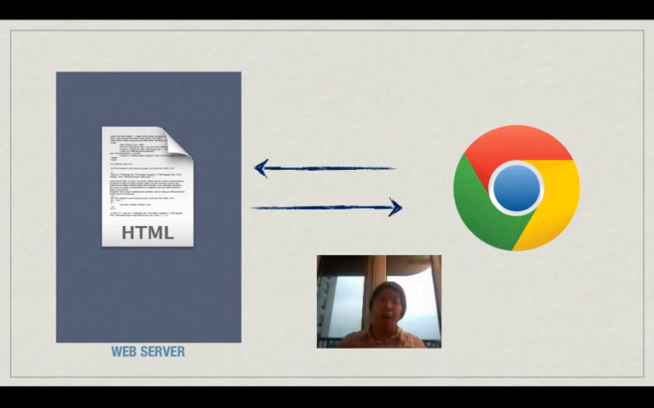Now, this is how the web worked for a really, really long time. This is the first version of the web, where the browser kept making requests out to the web server to grab static files, these hard-coded files.